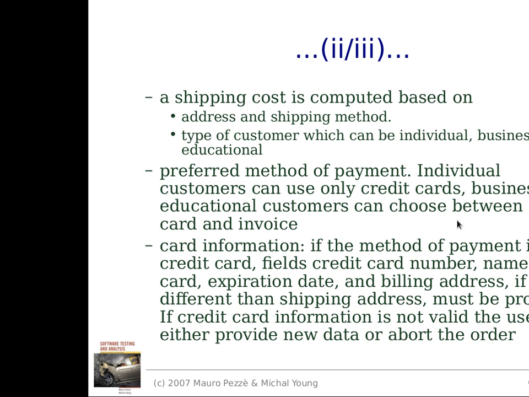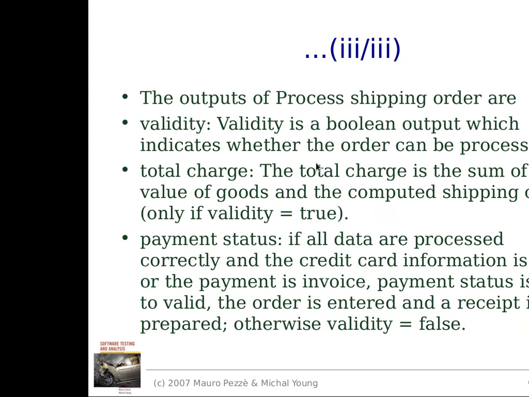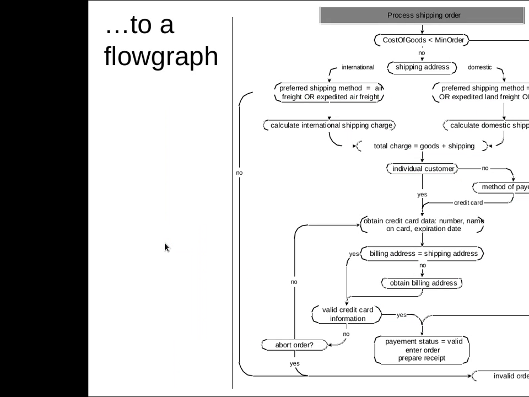Individuals can use a credit card. Business and educationals can choose between credit card and an invoice. You must have valid card information, essentially. The outputs of the process ship orders are, when it's done, it's either valid, saying that the output indicates it can be processed, or it's not valid. The total charge tells you what the charge is, and this number is only important if it's valid, of course. And then the payment status, if all data is processed correctly, then go ahead and say true, otherwise it's false. So notice you have three outputs. Is it valid? What's the total cost? And did the payment actually get processed?